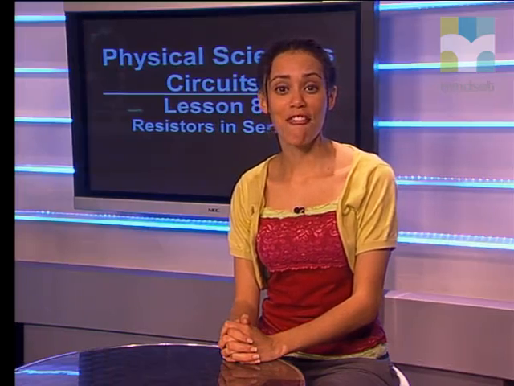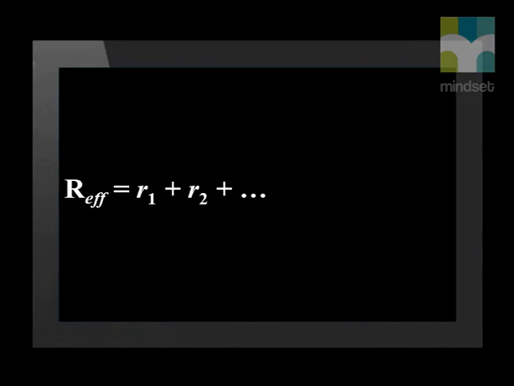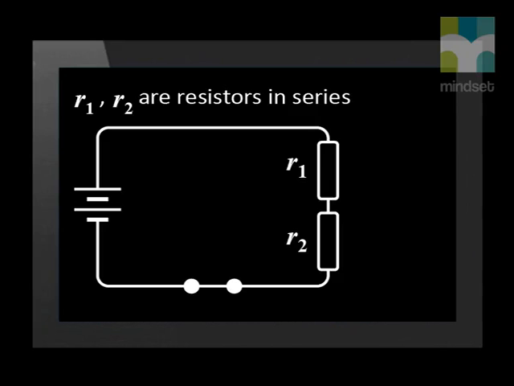From this, it is easy to understand that the effective resistance of the resistors in a series circuit is the sum of all the resistors. We can write this as R effective equals R1 plus R2, where R1 and R2 are resistors in series in the circuit. Now let us go back to the circuit that Bruce showed us and calculate its effective resistance.